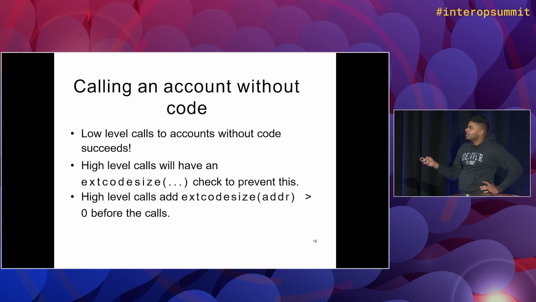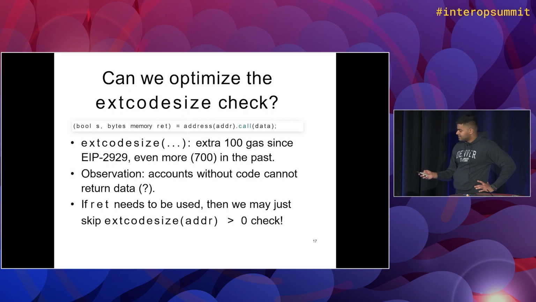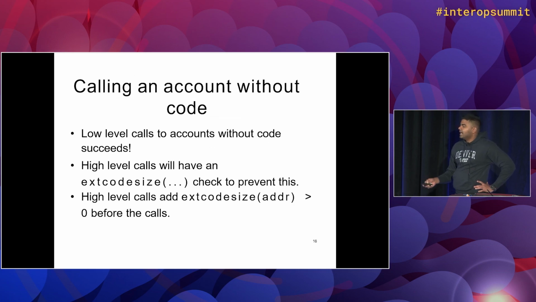So low-level calls to accounts without code will succeed in the EVM. And this can sometimes be problematic if you want to actually call a contract and all of a sudden there is no contract, but it still succeeds. So what Solidity does is it inserts something called an extcodesize check. Before every high-level call in Solidity, we add a small expression that checks if the extcodesize of that address is at least 1. And if it is not, then it would just revert early on.